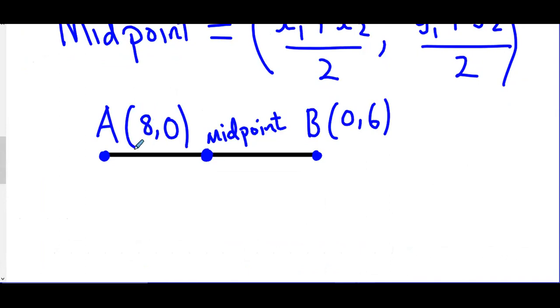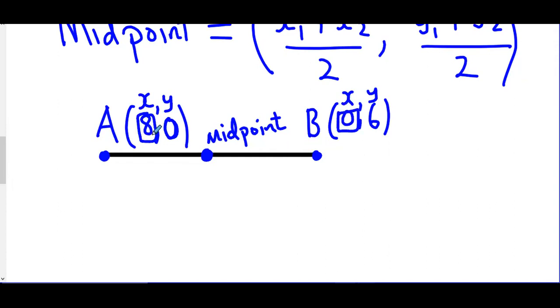Now, how do we know which is the value of x and which is the value of y? The number before a comma belongs to x, and the number after a comma belongs to y. See that? Now, can you notice that I have two values of x? One is here, another one is here.